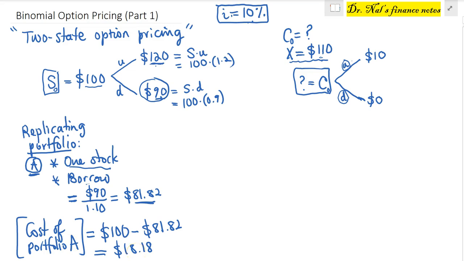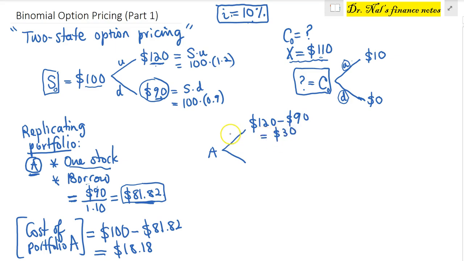And what is the outcome? What is the final outcome of this portfolio? Well, to start with, my portfolio will have two states in period one. Either the stock price will go up to $120, so my stock is worth $120, and yet I need to return the principal, the amount that I borrowed, plus the interest, so it will turn out to be $90, so minus 90, that would be equal to $30.